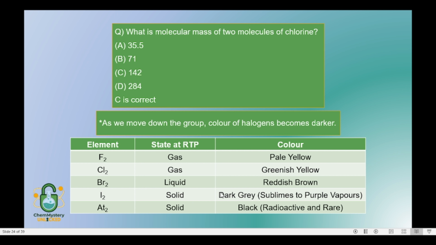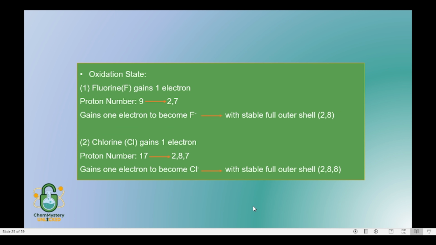Now let's move on to oxidation state. To become stable, fluorine gains 1 electron. Proton number is 9, so the electronic configuration is 2 electrons in the first shell, 7 electrons in the second shell, which is the outermost shell. To become stable, what can fluorine do? It can either lose 7 electrons or gain 1 electron. Now what is easier? Gaining 1 electron is easier, so it gains 1 electron to become a fluoride ion with a stable full outer shell, 2 electrons in the first shell, 8 electrons in the second shell.